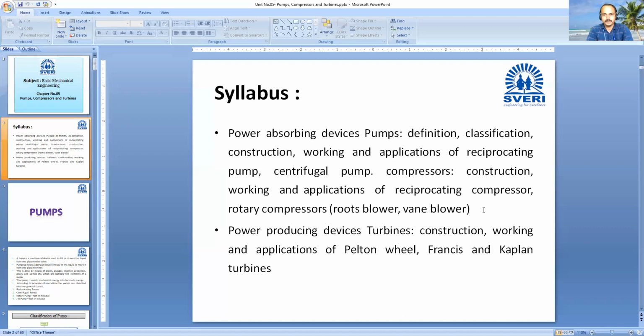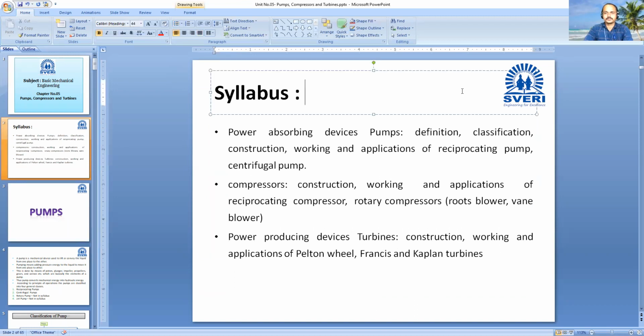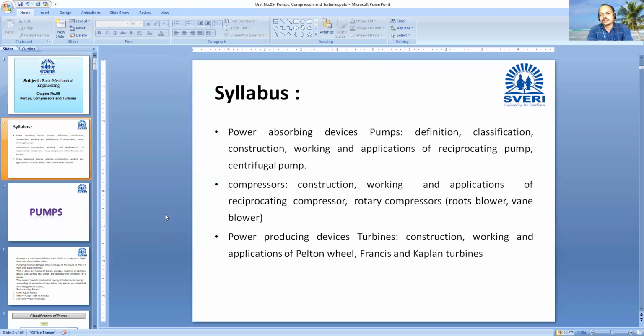compressors. Okay, so here is the compressors. So pump and the compressor, these are the power absorbing devices which are added in our syllabus. In pump, there are 2 pumps: centrifugal pump and another one is the reciprocating pump. Then compressor is the device which is again a power absorbing device, used to compress the atmospheric air for further uses. And in compressor also we have 2 types, that is the reciprocating compressor and rotary compressor.